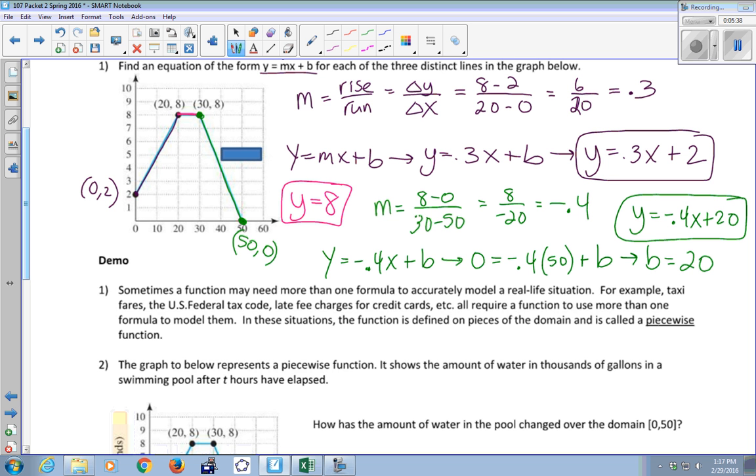It's jogging some memories. We're shaking the rust off. Okay, good. All right, so it's just finding equations of lines.